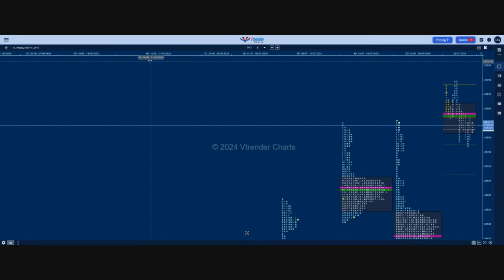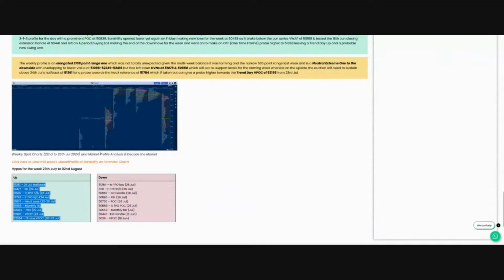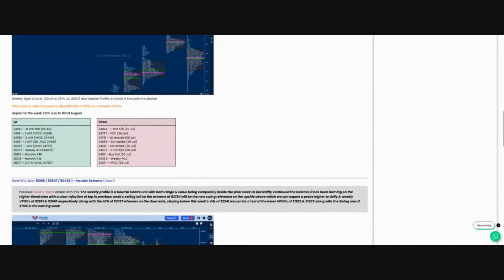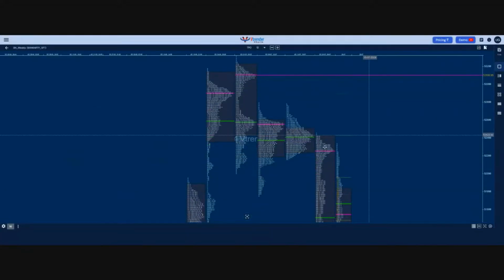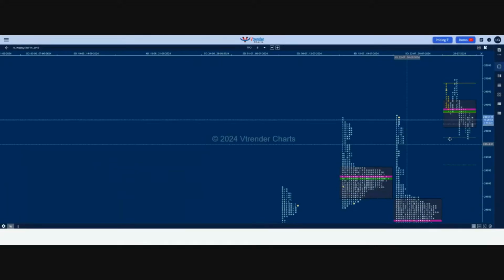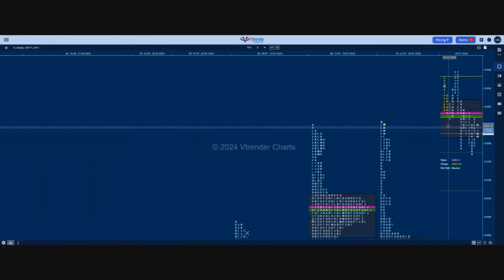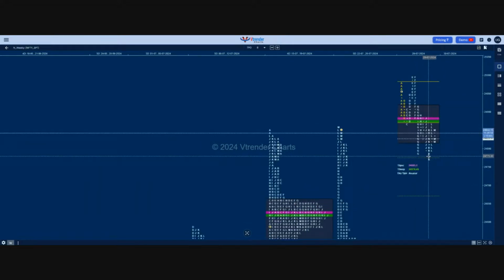From here, we went on to probe lower and test the previous day's POC, which has been given in the hypos, of 24787. So here again we have left a small responsive buying tail. If you see the daily chart, because this is as good as the daily chart, we did make new lows in the K, but we have left a single TPO at that YPOC junction.